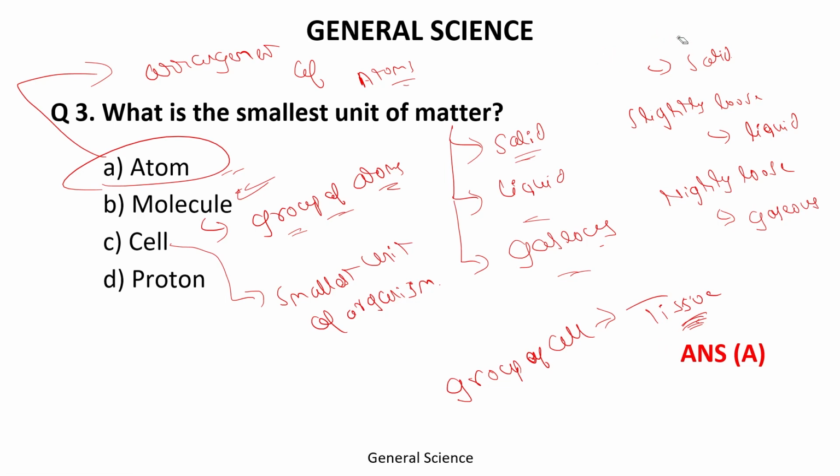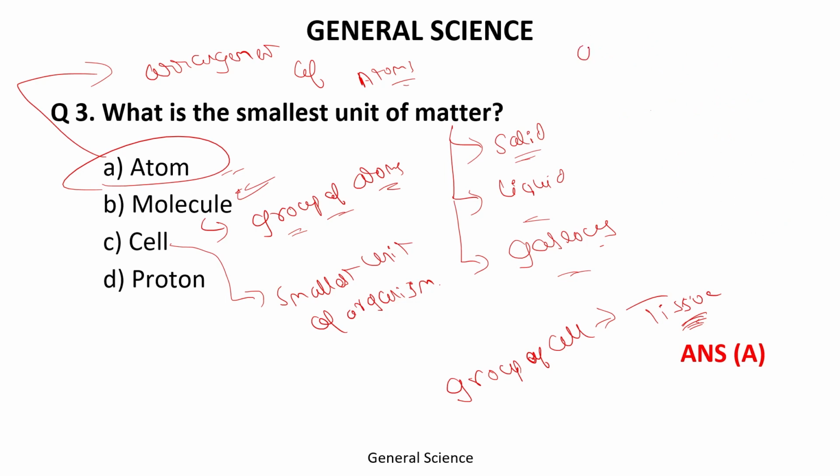If we talk about atomic theory, which was given by whom? John Dalton. If we talk about cell theory, given by whom? Schleiden and Schwann.